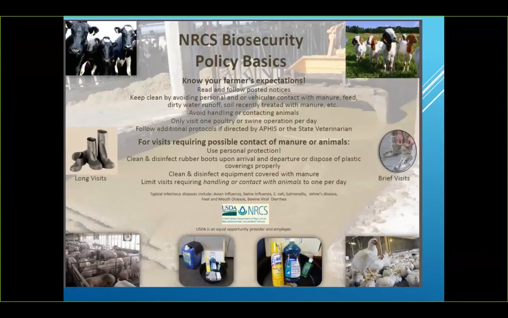Real briefly on biosecurity, I'll put up this slide. It's sort of an agency slide. Know the farmer's expectations on biosecurity. It's very critical, or can be critical, for animal operations. Certainly dairies and chicken operations can be serious. If you're going to multiple farms in one day, walking through barnyards and barns and manure, you can carry things from one farm to another. And you do not want to bring something onto the farm that's going to be a problem. So we have these rules and guides.